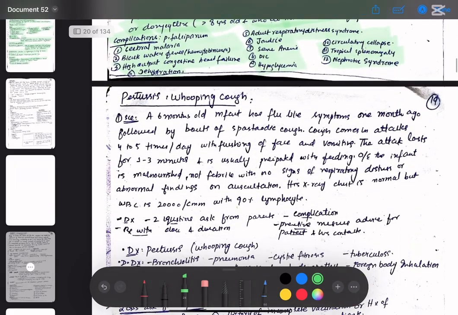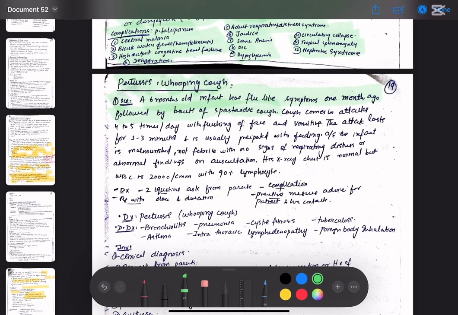Okay, so now coming towards pertussis, that is whooping cough. We have a scenario of a 6-month-old infant who had flu-like symptoms 1 month ago, followed by bouts of cough. Now the cough comes 4 to 5 times per day with flushing of the face and vomiting, and the attack lasts for 1 to 3 minutes and is usually precipitated by feeding.